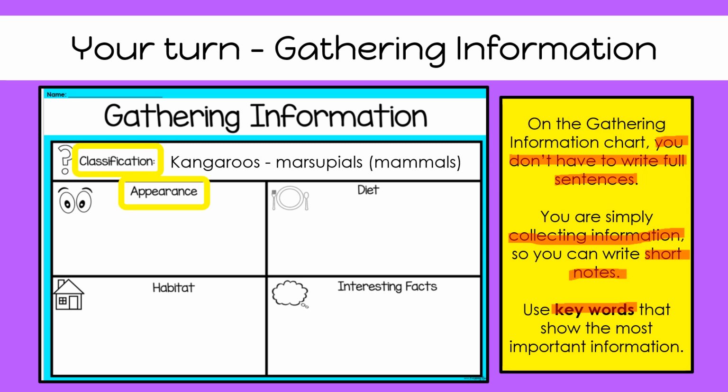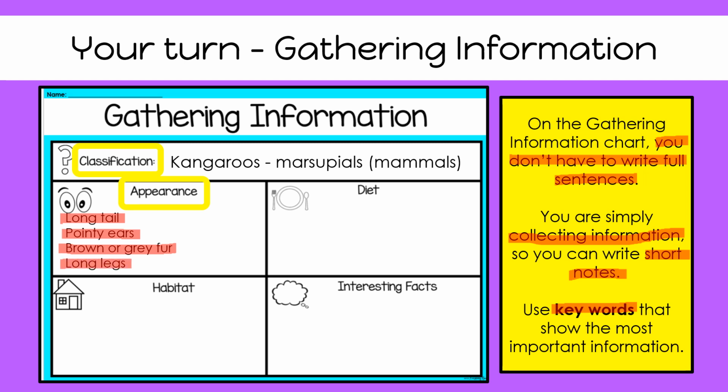So you can see I haven't put it into a full sentence. I haven't worried about a full stop and making sure it makes a whole lot of sense. I've just put the most important words in there. And then for the appearance, you will see that I have just listed some aspects of the kangaroo's appearance. So I have written long tail, pointy ears, brown or grey fur, long legs.